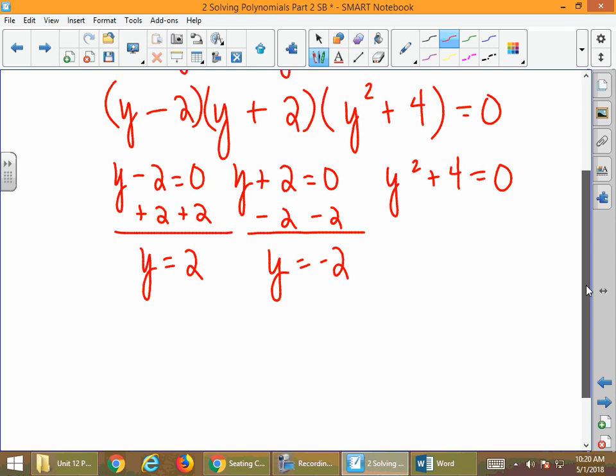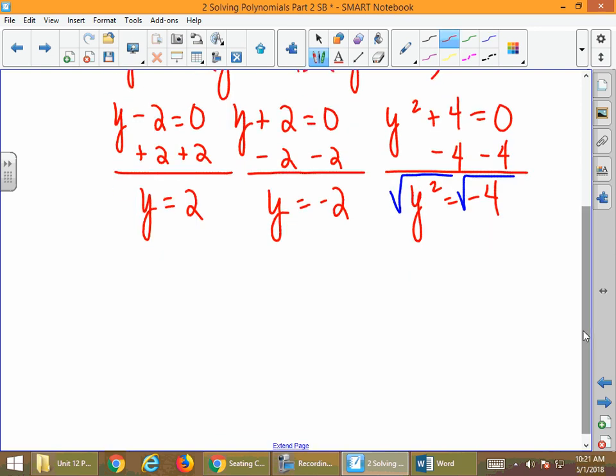And on our third one, we have to do a little bit more work, but we're going to subtract 4 from both sides. We get y squared equals negative 4. And we need to undo the squaring. Undo the squaring, we take the square root.